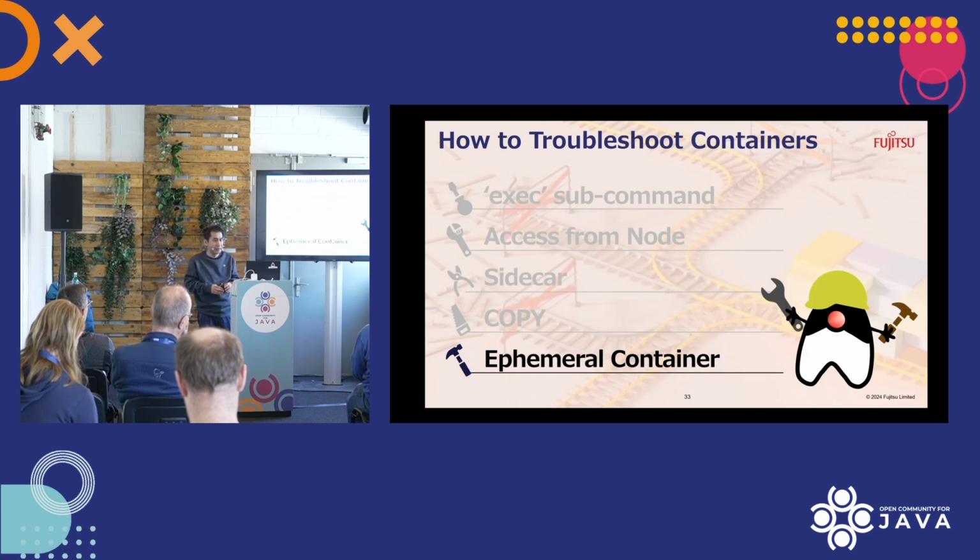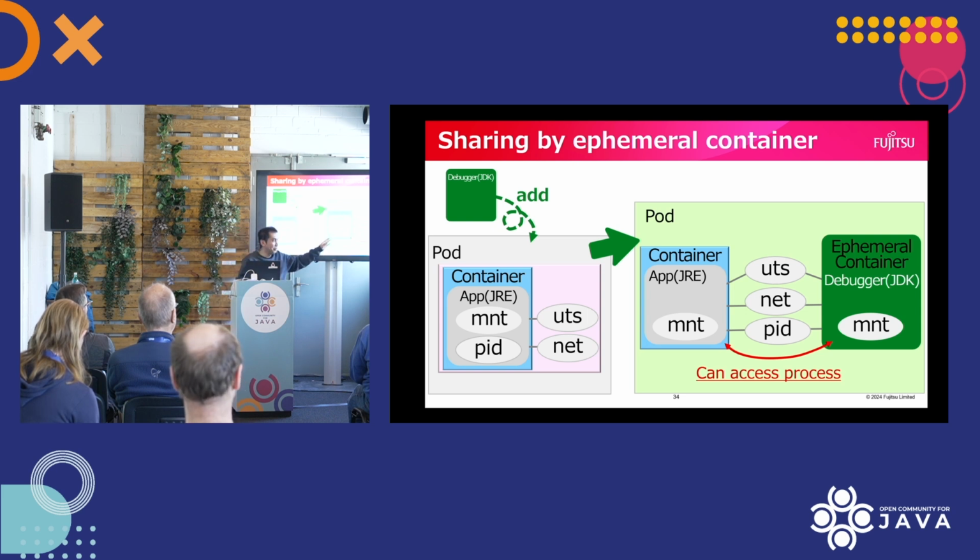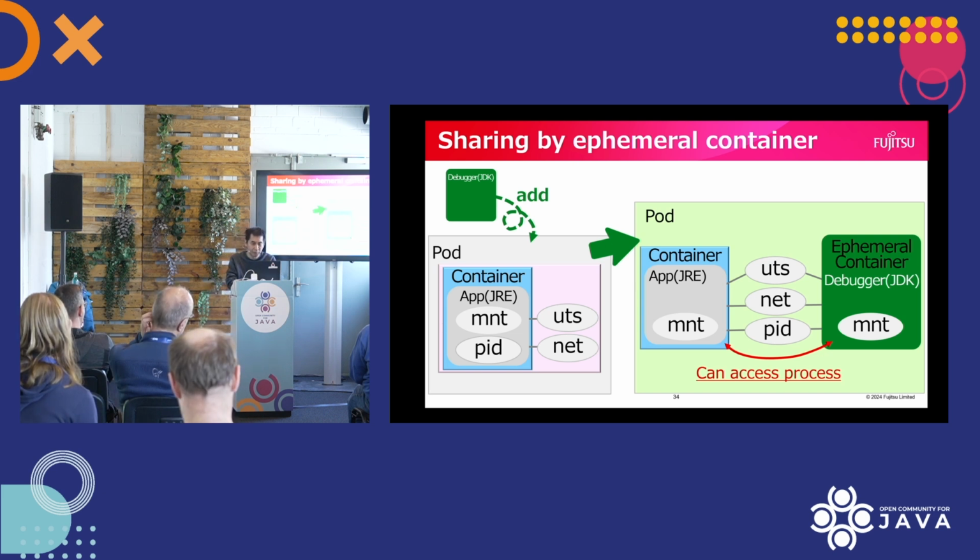The final one is ephemeral container. Again, the left side shows the existing pod running the application with a JRE image. And this time, when the trouble happens in this container, you don't need to create a new pod. Instead, you can just add the new debugger container as an ephemeral container. Ephemeral container can share the PID namespace with the application container. So let me show the example.